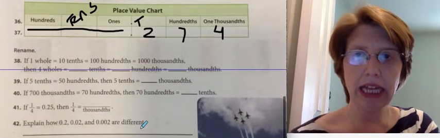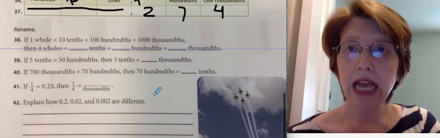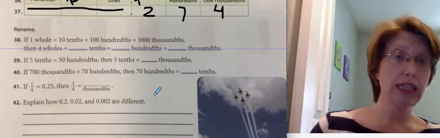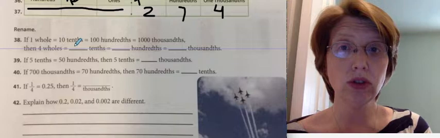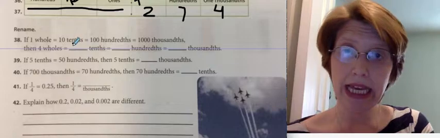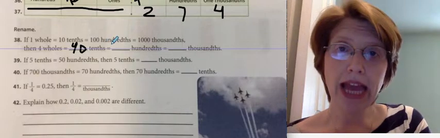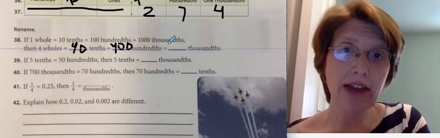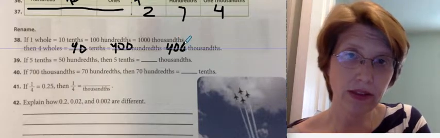Okay, let's look at this part together because this can be a little confusing sometimes. It says, if 1 whole equals 10 tenths, 100 hundredths, and 1,000 thousandths, then 4 wholes equals how many tenths? If 1 whole is 10, 4 wholes is 40 tenths. And 400 hundredths, and 4,000 thousandths.